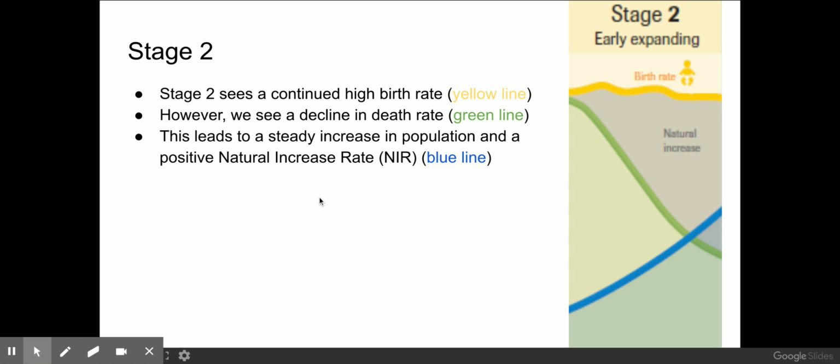Stage two sees a continued high birth rate, and that's the yellow line right here. However, we do see a decline in the death rate in stage two, actually a pretty dramatic decline, right here with this green line of the death rate. And this leads to a steady increase in population and a positive natural increase rate. So we have the blue line here that is the population increase, and a positive natural increase rate, meaning that we see more people being born in a population in a year.